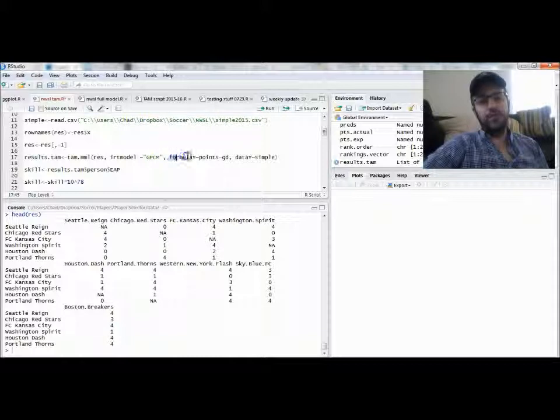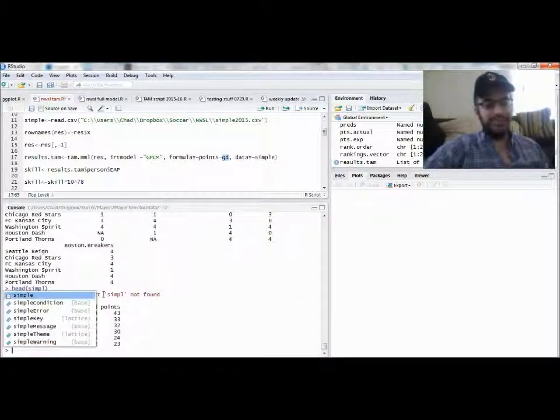I add in this formula. I add in a couple covariates just to keep it simple. The goal difference here, what this does is it gives you more credit, basically, for winning big. So as we saw, let me just pull this back up. The simple data frame.